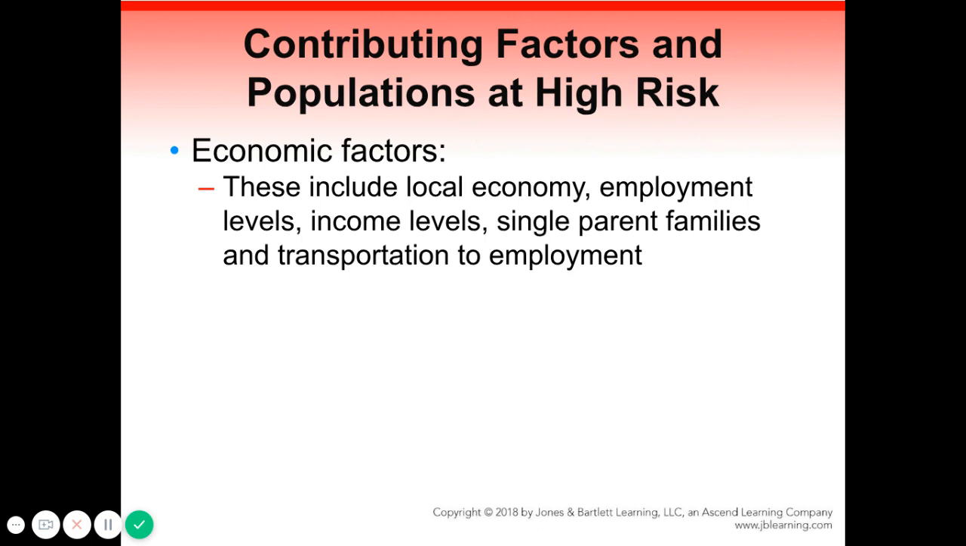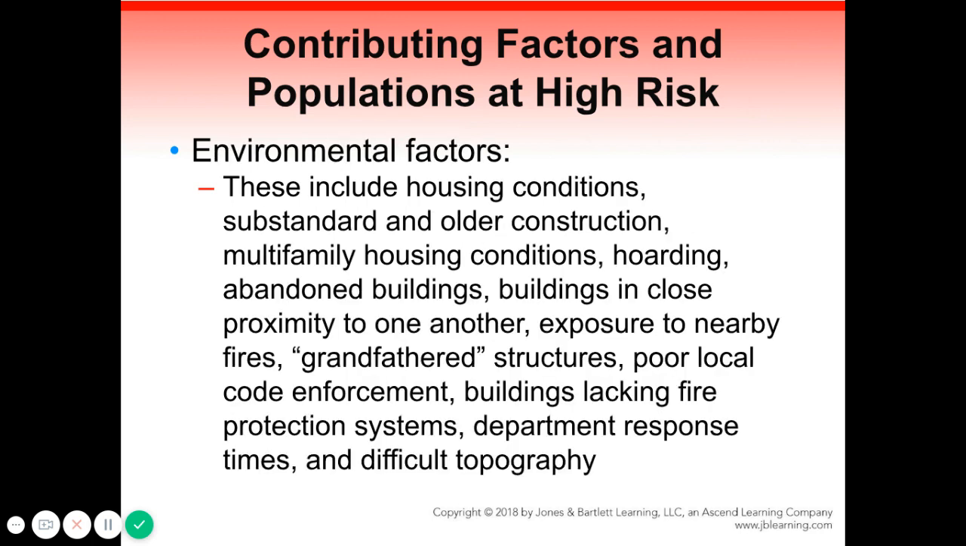Those that live at or below poverty level are more likely to run into some type of issue with a fire in their home. Some of that is the lack of smoke alarms, and some of that is just the lack of education. Sometimes they're not the ones that we do see in some of our programs. So think of those things. Environmental factors, I would remember this one also.